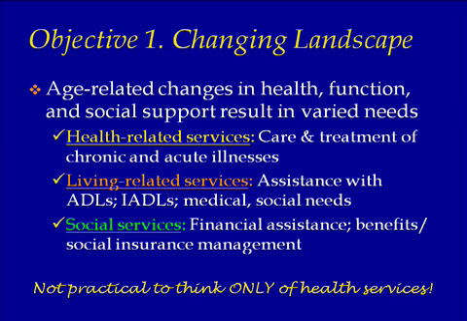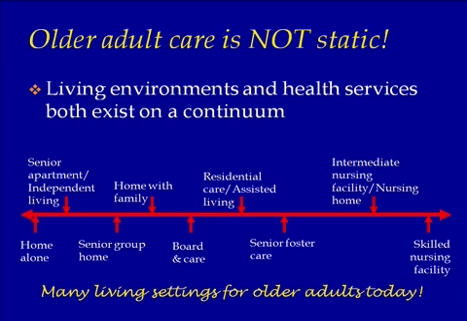And we're also thinking about all of the social services that are so important to supporting older adults in being successful and being functional and engaging in self-care activities that are important to their day-to-day quality of life. So older adult care is not static. There may have been a time in history where there was less movement from one setting to another. But given the number and type of living environments and the complexity of health services that are available in today's world, both of those phenomena exist on a continuum.